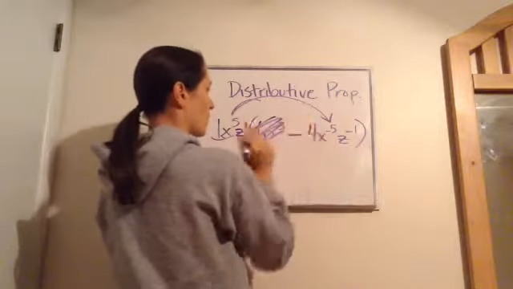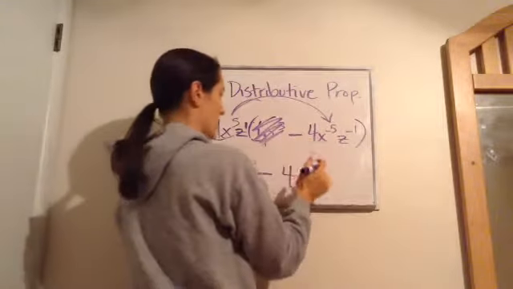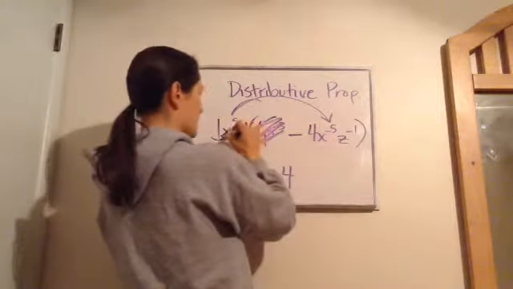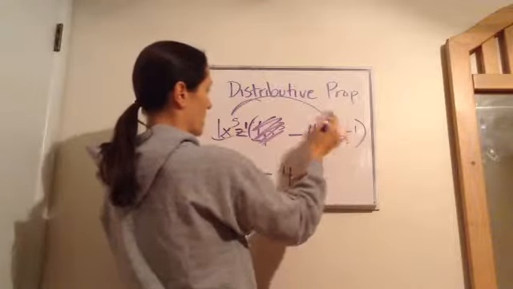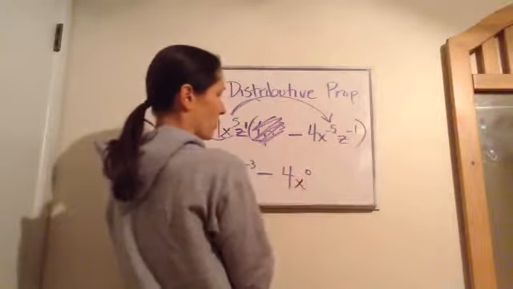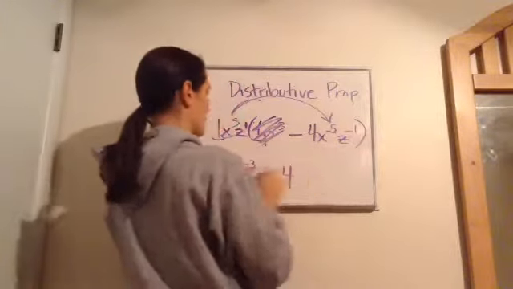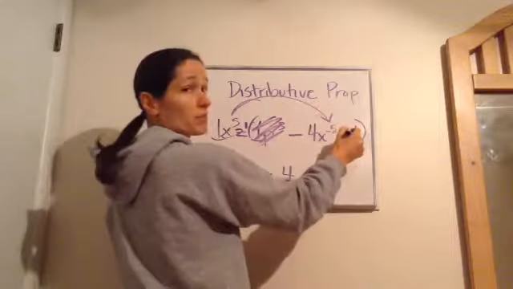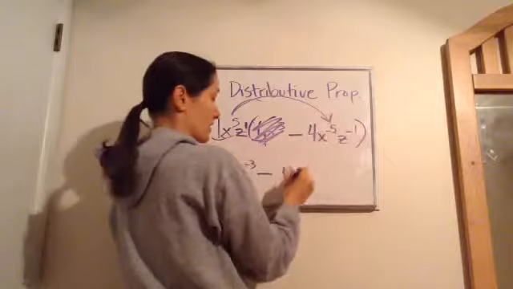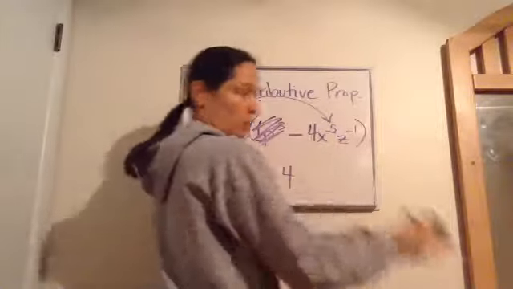1 times 4, 4. We're going to do this later, this minus thing, okay? x to the 5th, and x to the negative 5th becomes x to the 0, which becomes 1. And then 4 times 1 is 4, so we don't do anything. And then z to the negative 1. z to the 1 plus z to the negative 1 makes z to the 0, which is 1. So it would be 4 times 1, which is still 4.